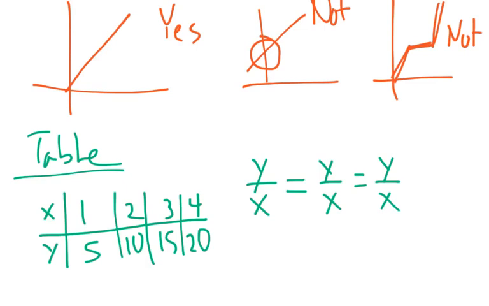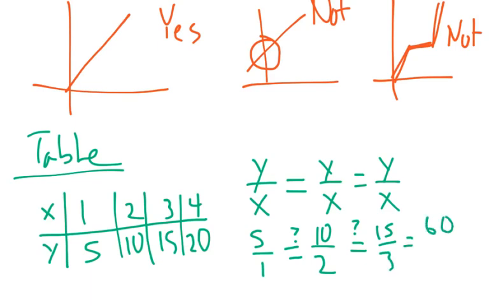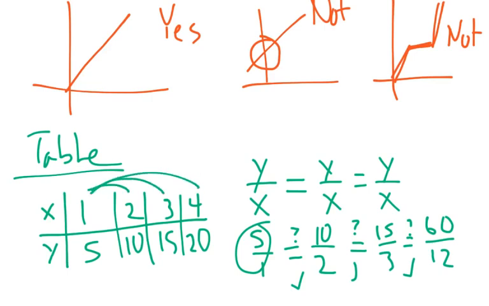If we take a look at this one, we'll have 5 over 1. And then we're going to use my favorite made-up math symbol, the equation with the equal sign, 10 over 2. Equal sign, 15 over 3. Equal sign, if we were to continue this table, 60 over 12. And yes, all of these check out. They all boil down to just 5. And so that's how you can determine if a table is proportional: there's going to be a constant change from each one of these columns.